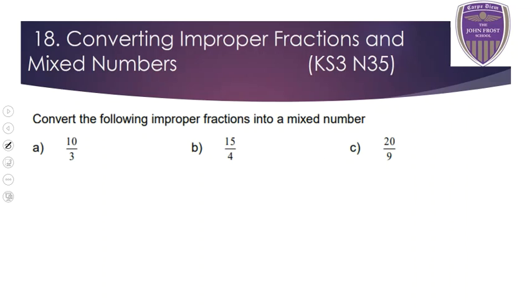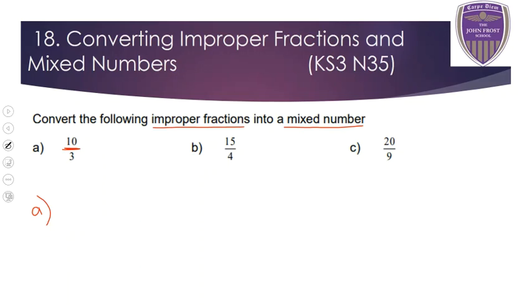So first of all, converting improper fractions and mixed numbers. Okay, so the question says convert the following improper fractions into a mixed number. So they're improper at the moment because the top is bigger than the bottom. Sometimes they're called top heavy. When we change it into a mixed number, all that means is it's going to be a whole number and then a fraction left over. Okay, so if you can remember, which we've discussed before already, that this fraction line means divide. All we're doing is dividing 10 by 3.